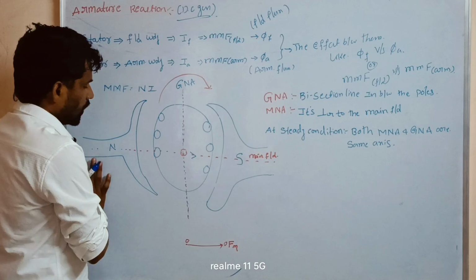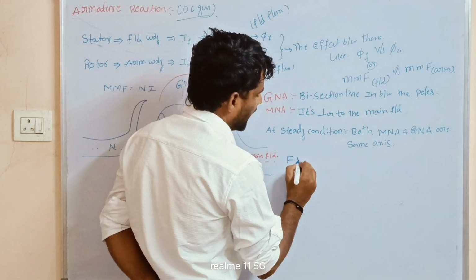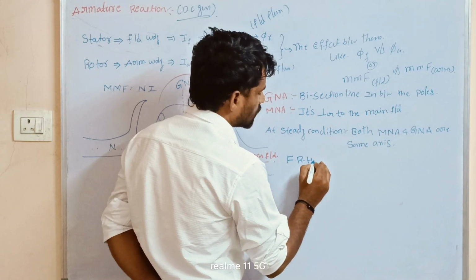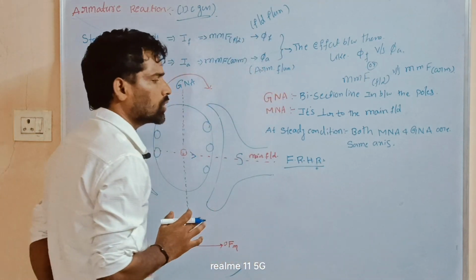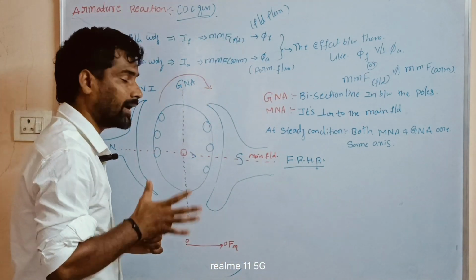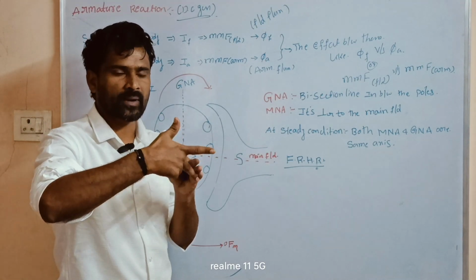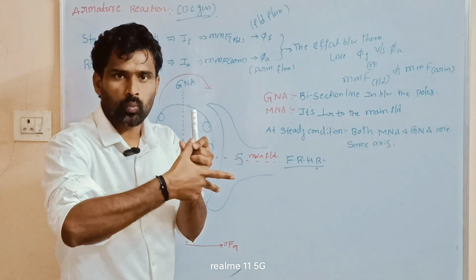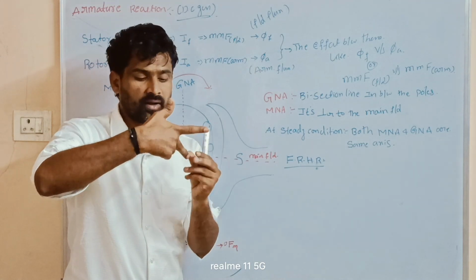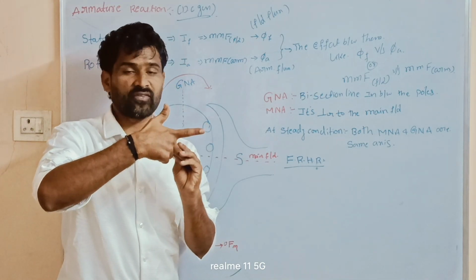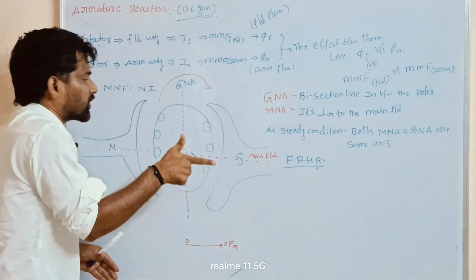Now, according to Fleming's right hand rule. What is Fleming's right hand rule? Three fingers, this is my right hand, the three fingers are perpendicular to each other. The thumb indicates the motion of the conductor, the forefinger indicates the magnetic field, and the middle finger indicates the induced EMF. So this right hand rule is applicable here.